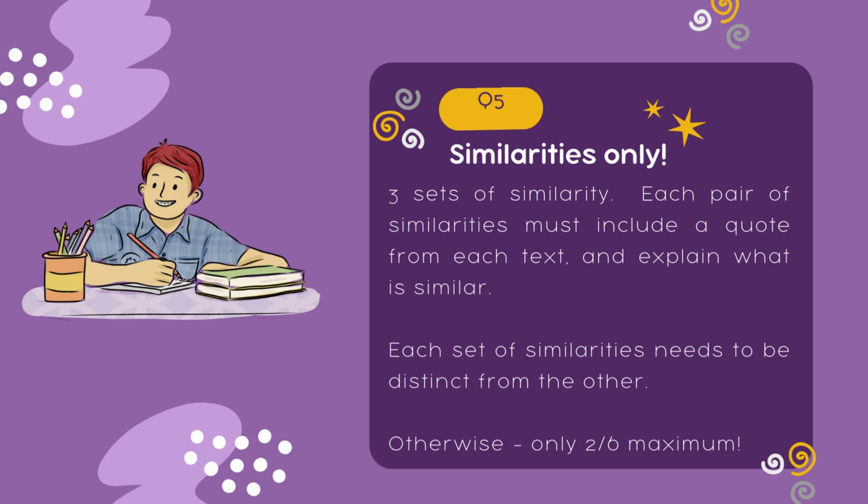Some people have managed 2 sets of similarities, but not quite a third one. Each time, that means you're limited to 2 out of 6 marks. And so it's really important to be careful on this one, but not to let it drain your time. 2 out of 6 marks is not worth it if it means losing out on the 16 marks for question 6, okay?